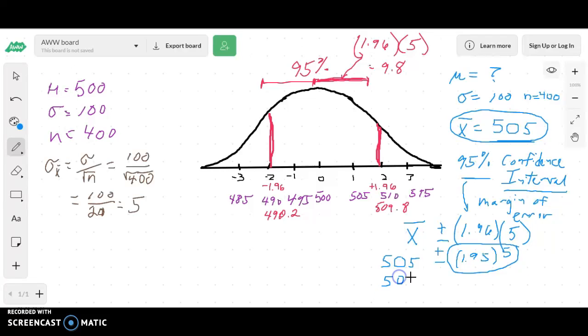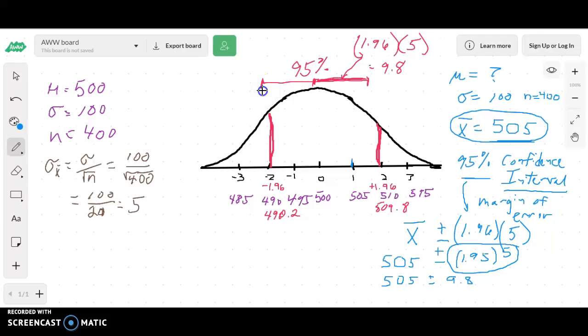That's the sample mean that we have. And we're going to add to that 9.8, and we're going to subtract from it 9.8. And it's going to give us the same interval that we have here. But instead of being centered at 500, it's being centered here at 505.